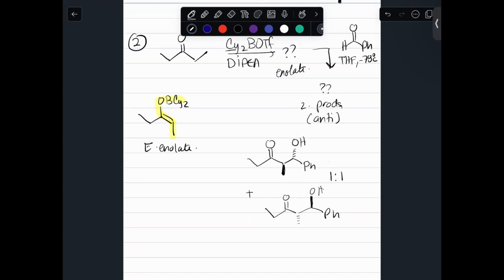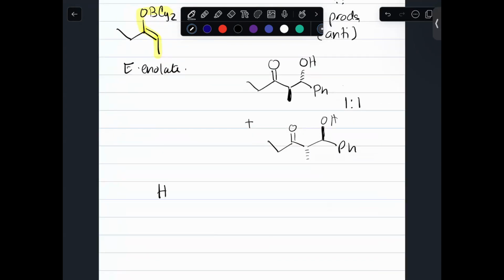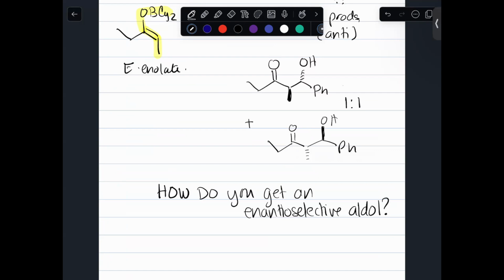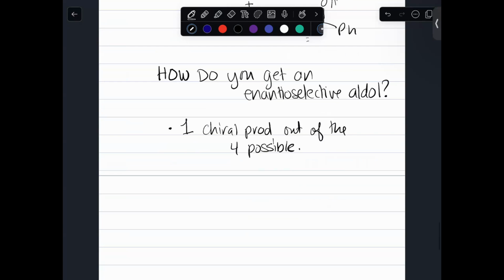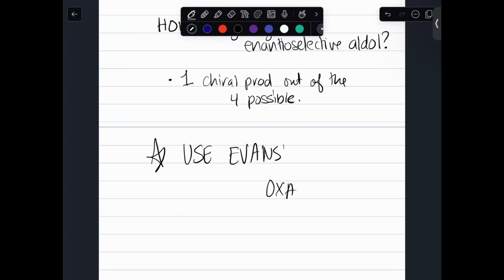And so we've been able to narrow down our options. We've been able to rationalize why we get two products out of the four. So now we really have to answer the question of how do you get an enantioselective aldol, i.e., how do we get one chiral product out of the four possible? And luckily for us, we use Evans oxazolidinones.